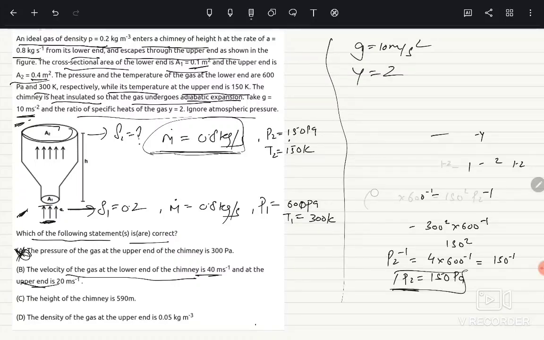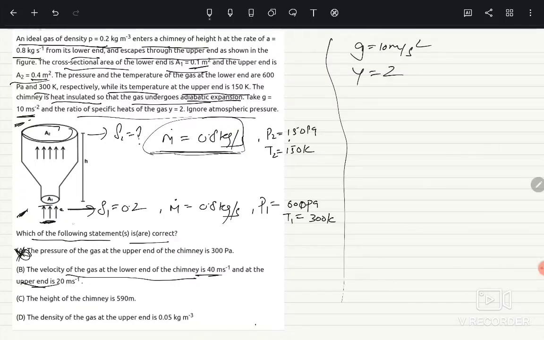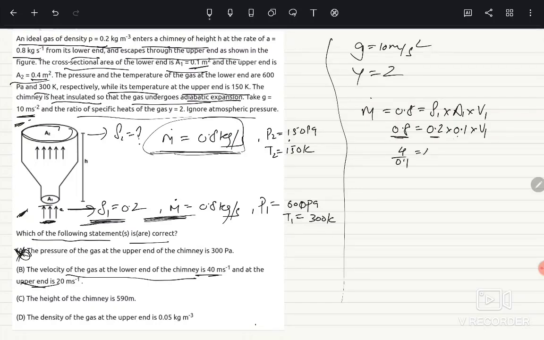Now, we know the mass flow rate at the lower end and the upper end are both equal, and its value is given as 0.8. So for the lower end, the mass flow rate formula is density at the lower end, area of the lower end, and velocity at the lower end. So 0.8 equals lower end density 0.2, area 0.1, and velocity v1. So 0.8 by 0.2 will give us 4, and 4 by 0.1 will give us 40, which is the velocity at the lower end. Now let us check the apparent velocity.